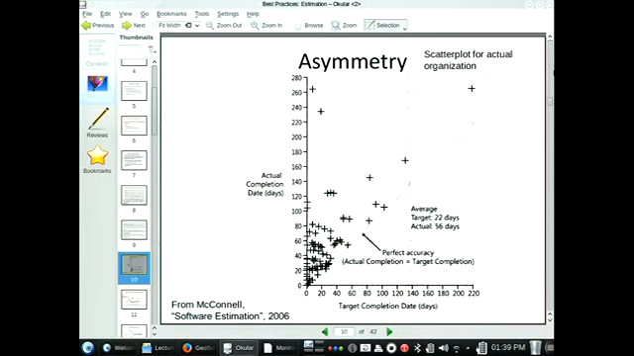And this is a sobering diagram. What is this diagram telling us? I would say on the horizontal axis here, we have the target completion date in days, and on the y-axis the actual completion date in days. This is a scatter plot for an actual software development organization.